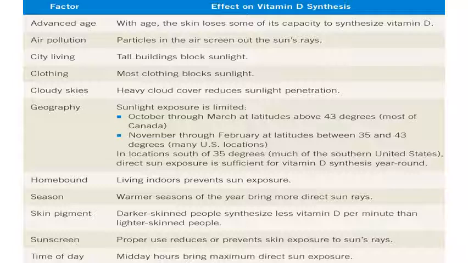Geography: sunlight exposure is limited. From October through March, at latitudes above 43 degrees, most of Canada and Alaska, and November through February at latitudes between 35 and 43 degrees, many U.S. locations, sunlight is limited. For locations south of 35 degrees, much of the southern U.S., direct sun exposure is sufficient for vitamin D synthesis year-round. So it depends.